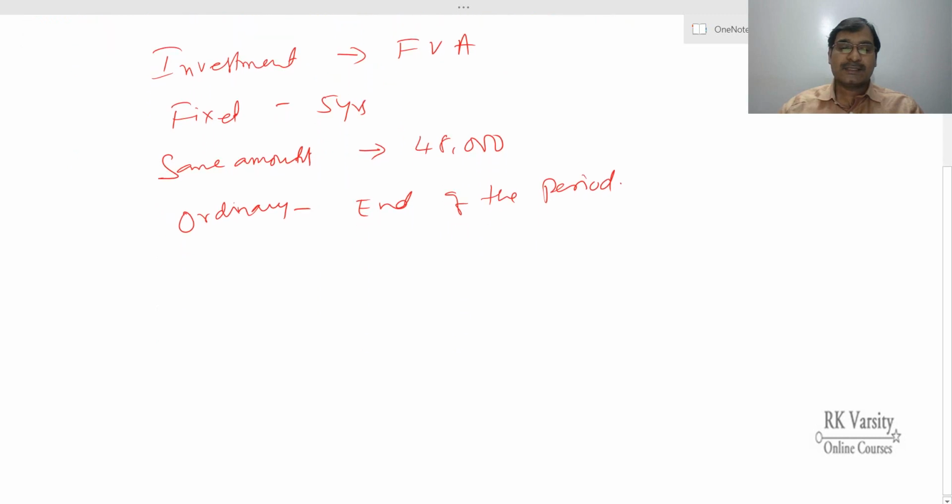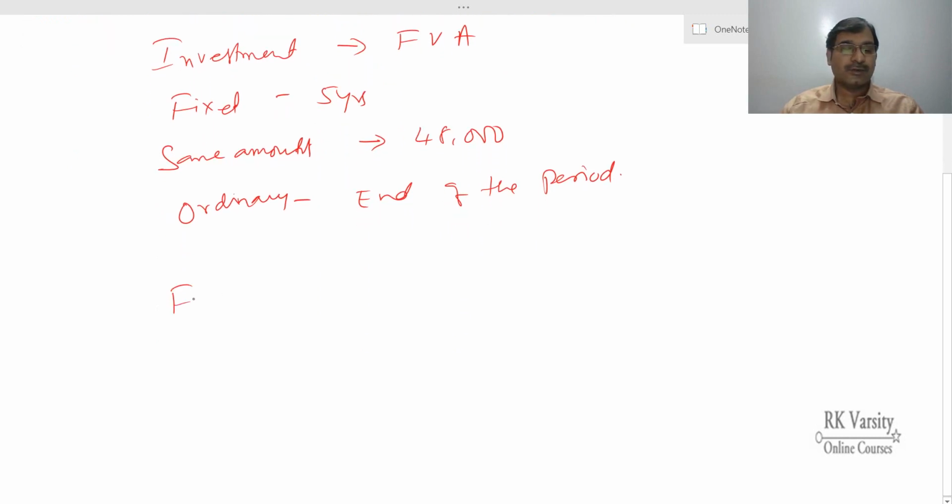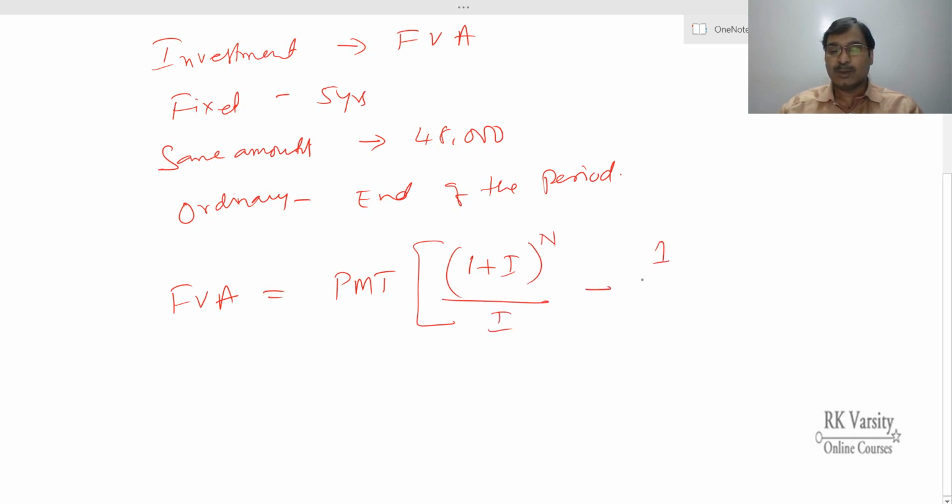Now in this case, how are we going to calculate the future value annuity? It is PMT, that is the payment that you make, times ((1 plus I) to the power of n upon I, minus 1 by I), and this part we call the future value annuity factor. So it is always advisable to calculate the annuity factor first, then multiply this with the PMT.